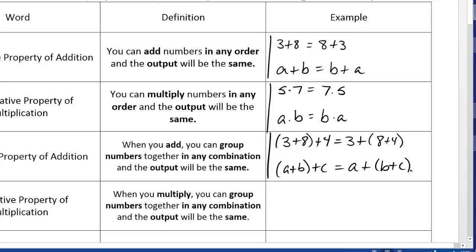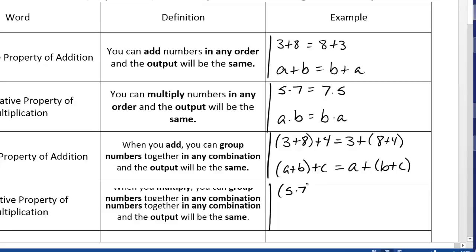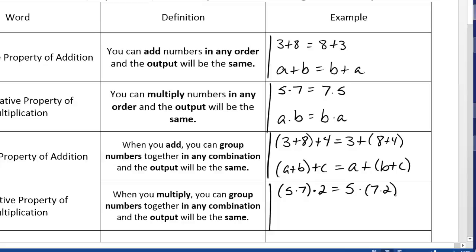Next, the associative property of multiplication. When you multiply, you can group numbers together in any combination and the output will be the same. So pretty much the same thing as the previous property, just with multiplication. So let's say we have 5 times 7 grouped together, and you want to multiply 2 to that. That's the same thing as saying 5 times 7 times 2. And then using letters, group together A times B, and then multiply C. Same thing as saying A times B times C.